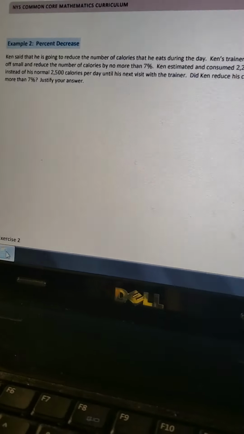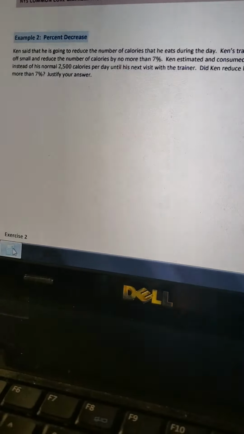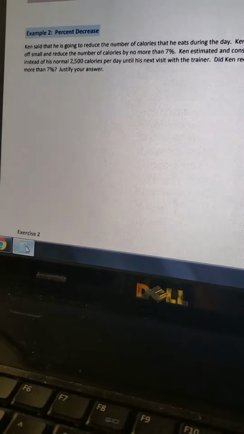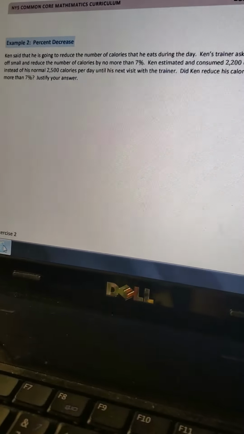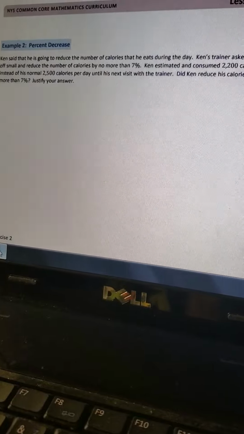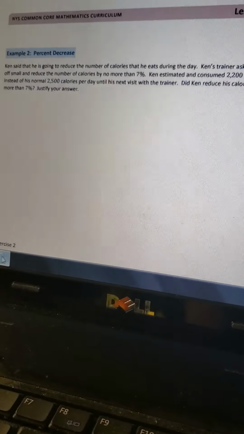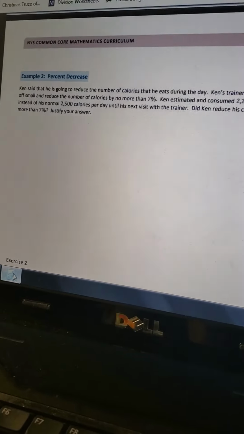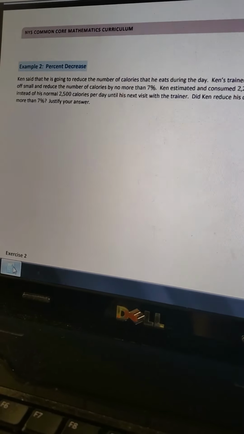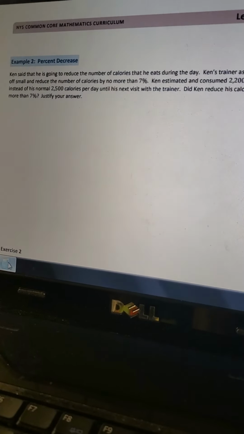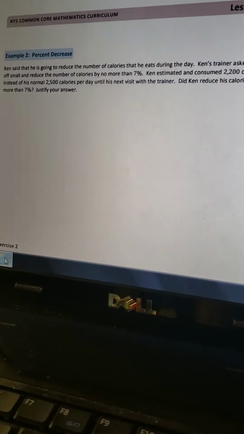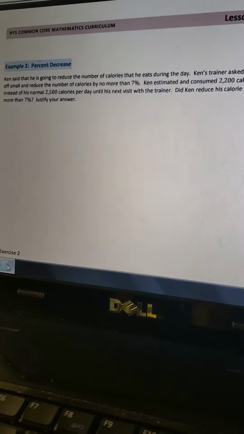Okay, so for this problem, let's talk about the multiplication method we talked about first, and then we'll do the equation. Again, either one of those would get you a good answer. So if we're going to use the percentage, which is 7%, we multiply 2,500. That's his normal calorie intake, and he wants to reduce it by 7%. So what would 7% of that be?